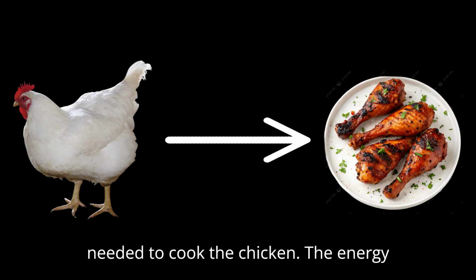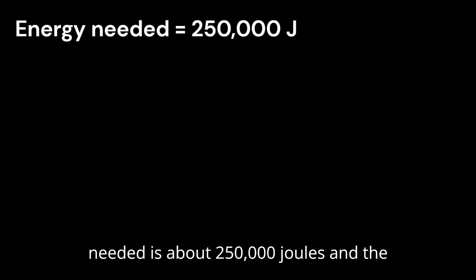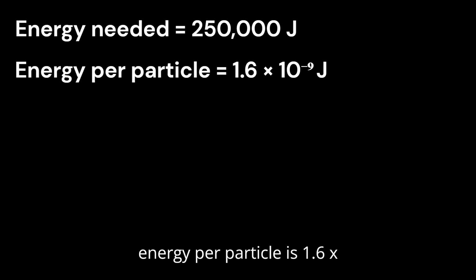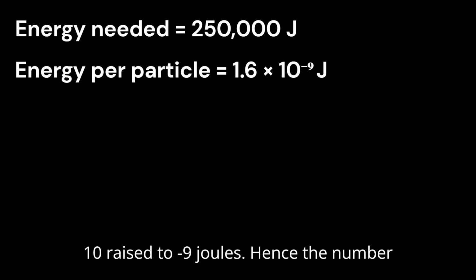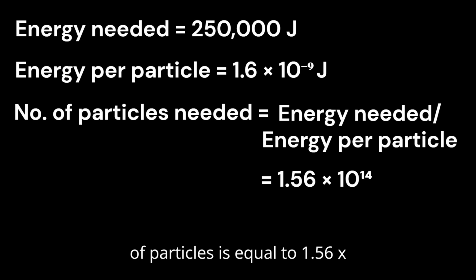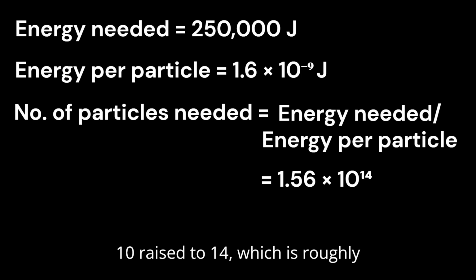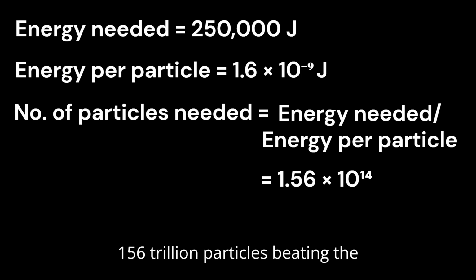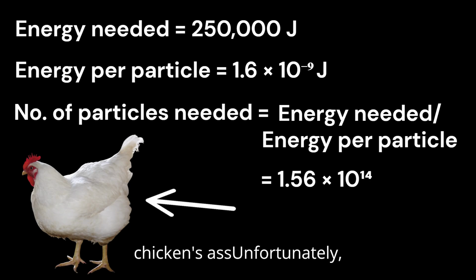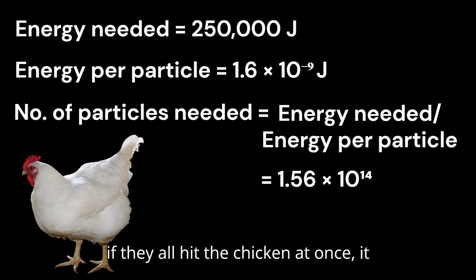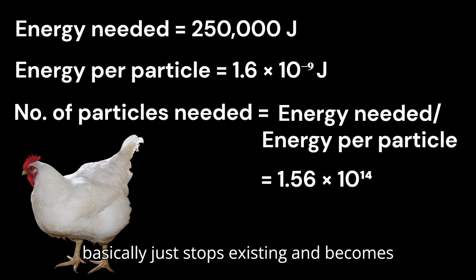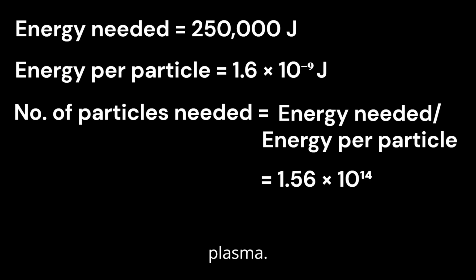Now we must find the number of particles needed to cook the chicken. The energy needed is about 250,000 joules, and the energy per particle is 1.6 into 10 raised to minus 9 joules. Hence, the number of particles is equal to 1.56 into 10 raised to 14, which is roughly 156 trillion particles beating the chicken's ass. Unfortunately, if they all hit the chicken at once, it basically just stops existing and becomes plasma.